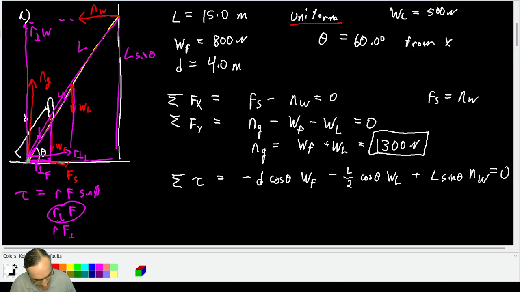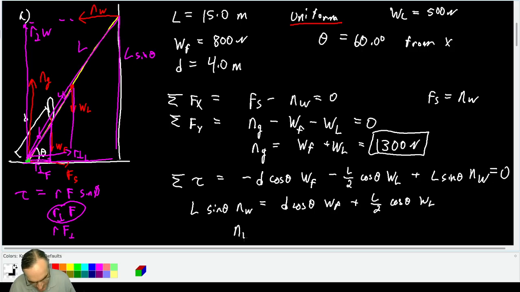All right, rearranging this. L sine theta times normal due to the wall is equal to d cosine theta, weight of the firefighter, plus L over 2 cosine theta, weight of the ladder. Move the L sine theta over, and we have our answer. D cosine theta, weight of firefighter, plus L over 2 cosine theta, weight of ladder, all divided by L sine theta.